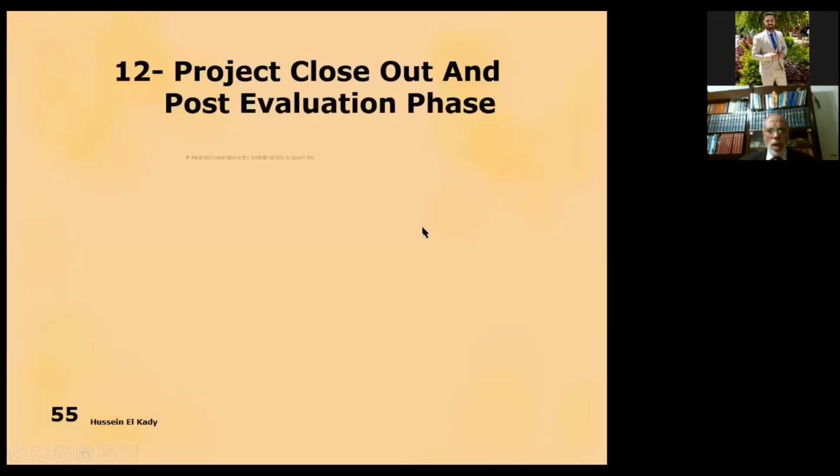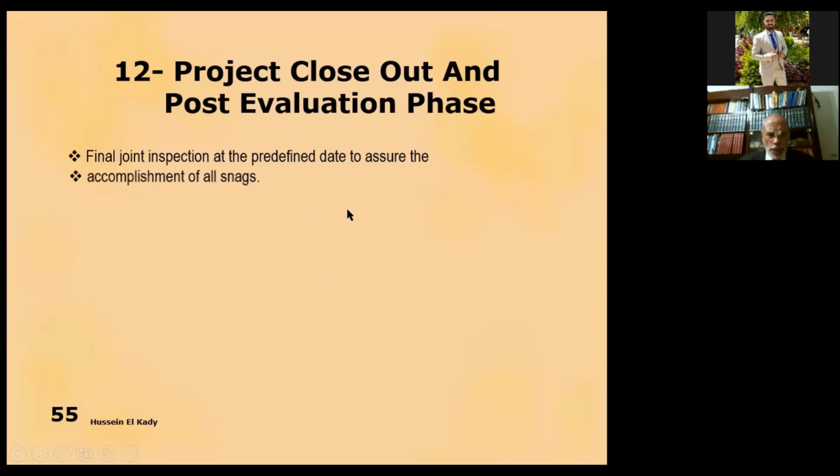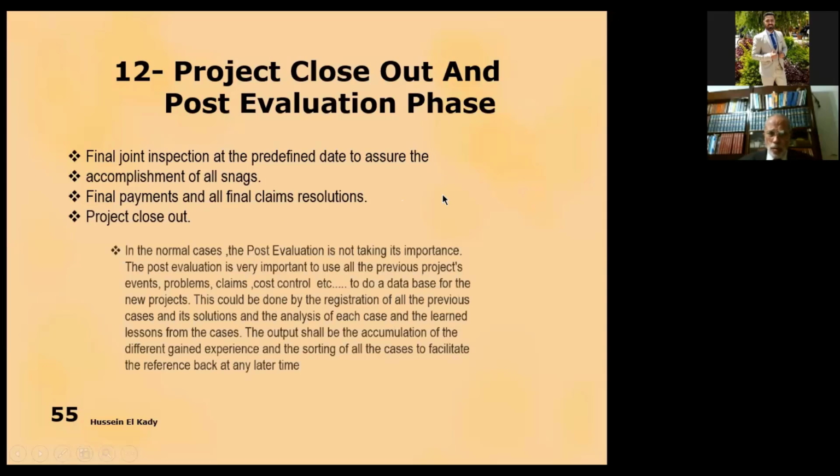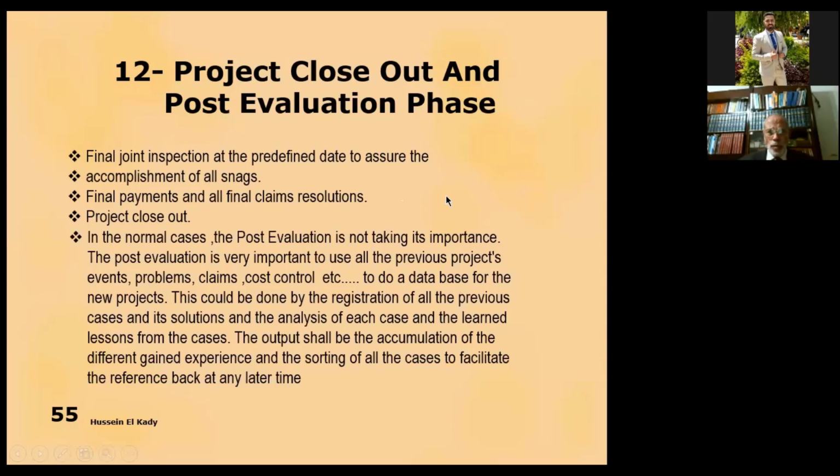Project close out and post evaluation phase. Final joint inspection at the predefined date to assure the accomplishment of all snags. After finalizing the snags, all the parties have to come back to the site and do a joint inspection to assure the accomplishment of all snags.